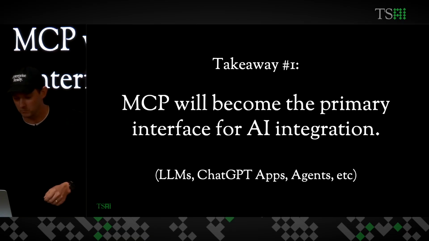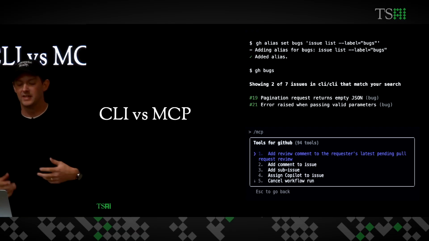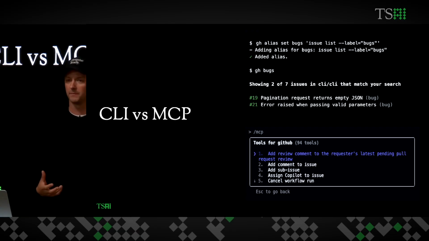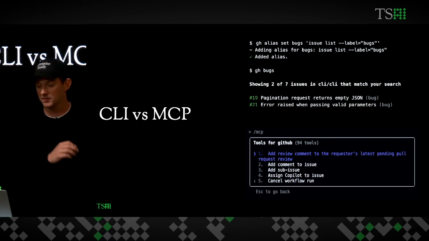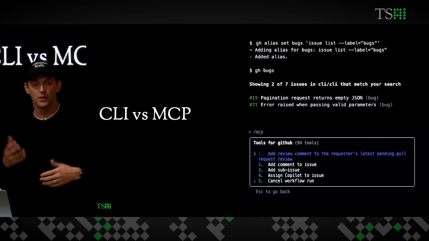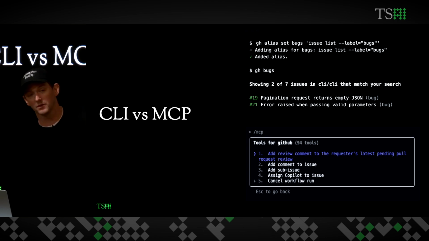Cool. So MCP will be the primary interface for AI integration. If you're not familiar with it, MCP is kind of like a CLI, but it's a bit different. Here's an example at the top of how you might interact with GitHub through their command line tool. So gh alias set bugs, you can actually run that command. Under the hood, this is doing Git operations or working with their API. Down below, this is what it looks like for MCP. This is what it looks like if you connect it to Claude Code. If you have the /mcp command, it'll list what's been connected.